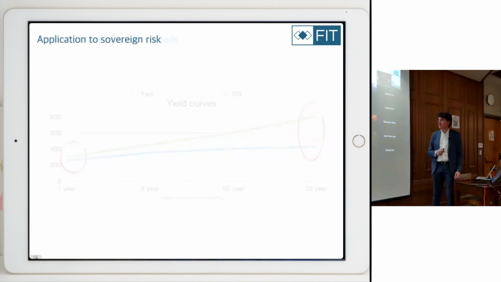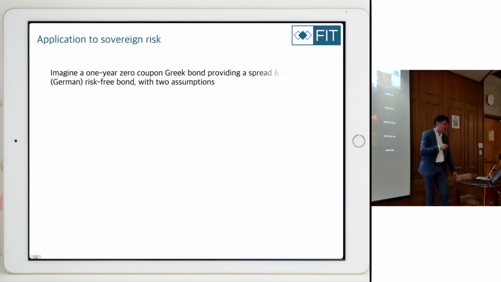Let me continue, because I want to have an application to sovereign risk of this simple model we just invented. It's very simple, it's inaccurate, but you will see how powerful it is.